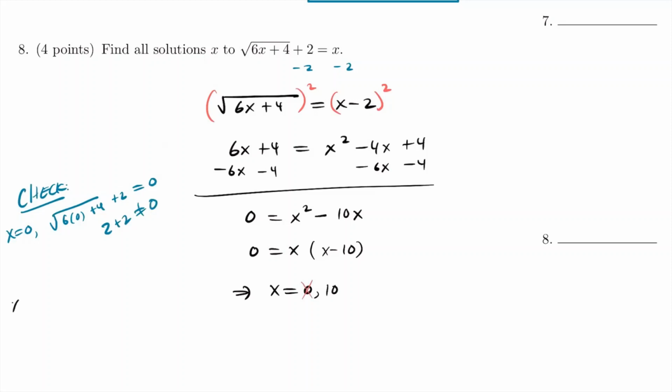Now, for the second one, x equals 10, you have the square root of 6 times 10 plus 4, plus 2. Is that equal to 10? Well, let's see.